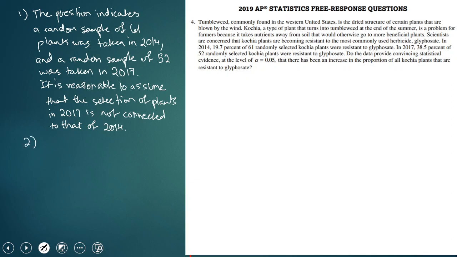Okay, for number 2, we're talking about the sampling distribution being approximately normal. Now, why is this satisfied in this case? Well, normally you could say that it's approximately normal based on the central limit theorem. But for this one, you have to take it a little bit further. You have to talk about expected values. You have to say that the expected values are all greater than 10.